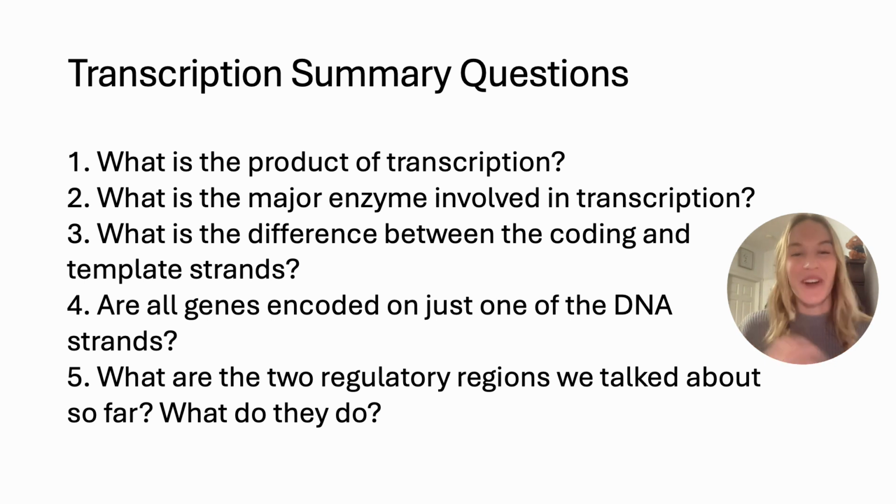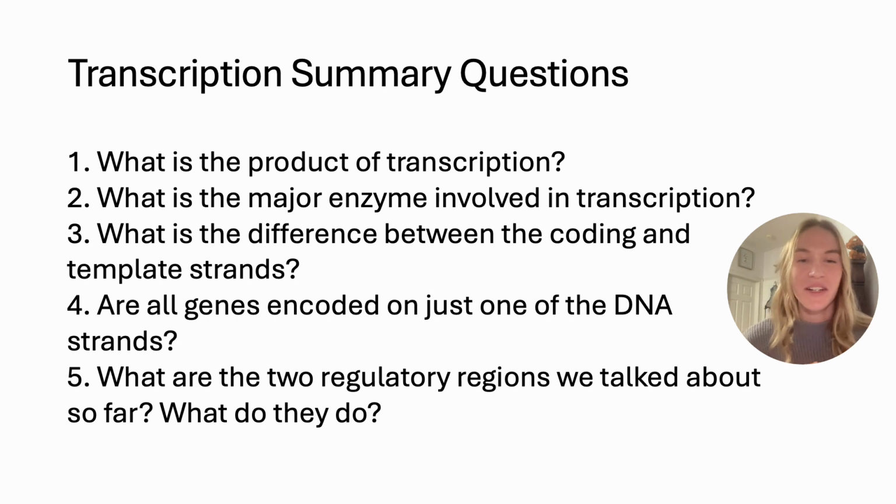So what is the difference between the coding and the template strands? Well, both of them are the DNA strands, but the coding strand is the one that is not being read by RNA polymerase. The template strand is being read by RNA polymerase, but the resulting RNA strand that is complementary to the template strand is going to be very similar to the coding strand, except it contains uracil instead of thymine. Number 4 here, it says, are all genes encoded on just one of the DNA strands? Certainly not. It depends on each gene, and then RNA polymerase can turn around so that it can still work in the 5' to 3' direction.